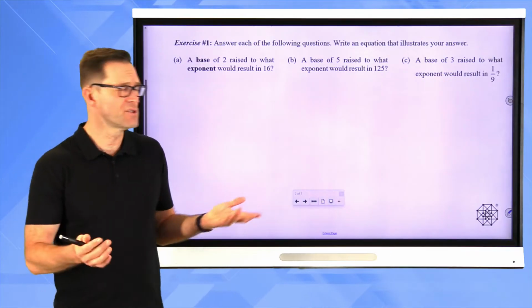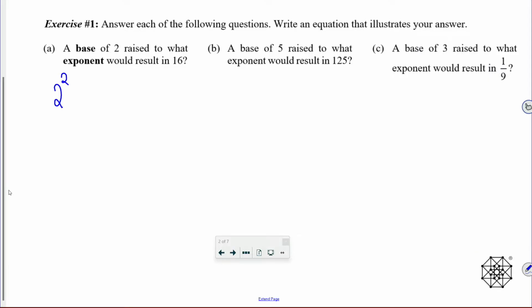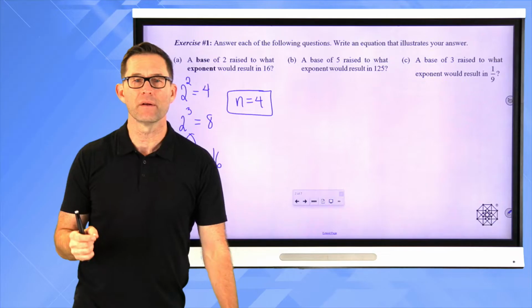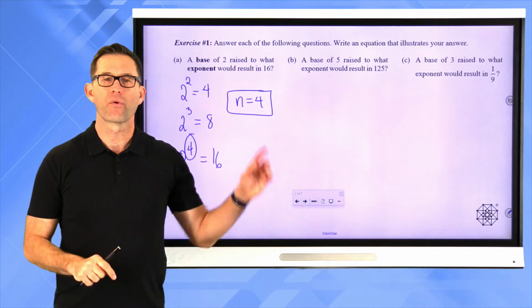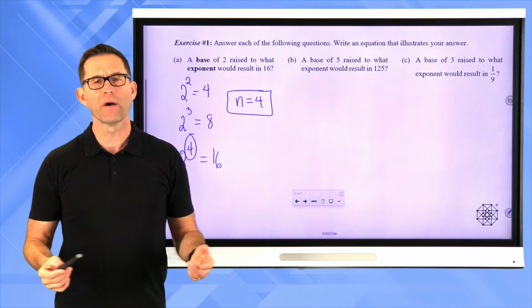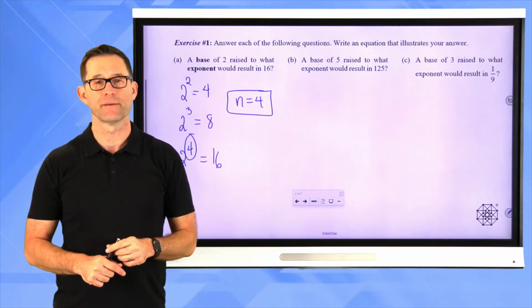All right, well, let's just start writing them out. You could also sit there with your calculator and put a function into it. Let's see, 2 to the second is 4, 2 to the third is 8, and 2 to the fourth is 16. So there it is. So maybe I'll say n equals 4. I would have to have an exponent of 4 in order to raise 2 to the fourth and get 16. All right, pause the video now and see if you can do the same thing for letter B and letter C.